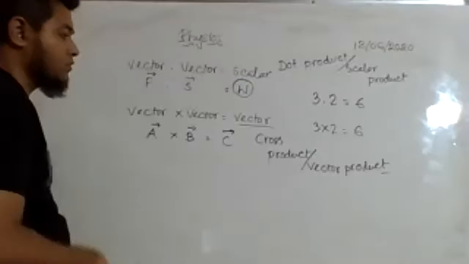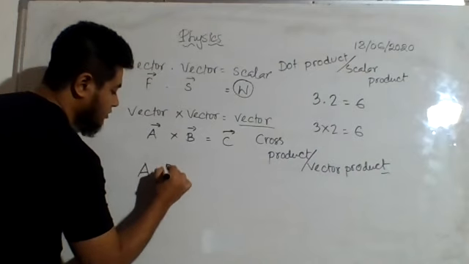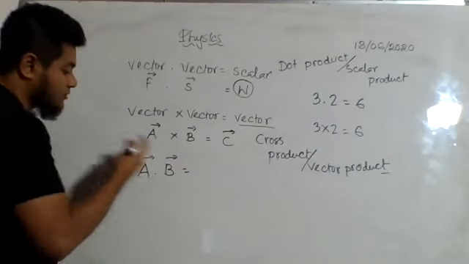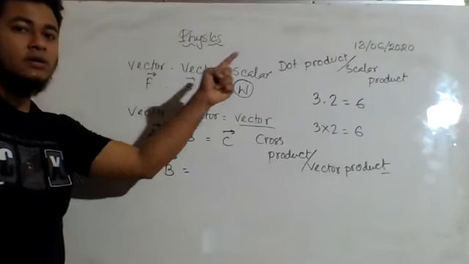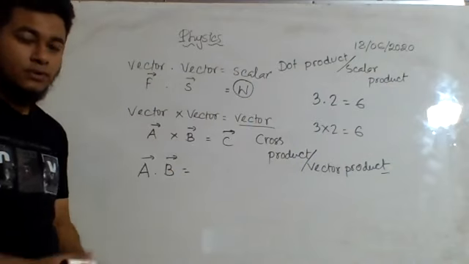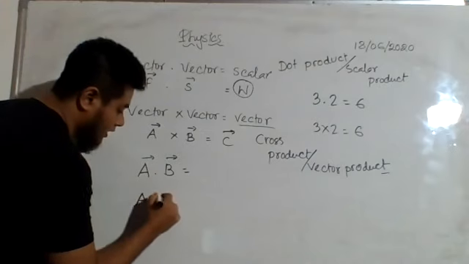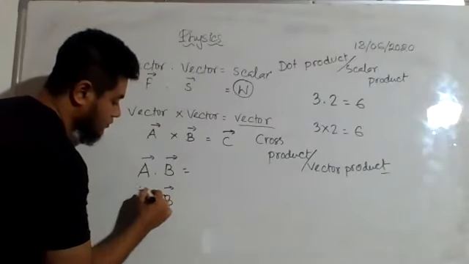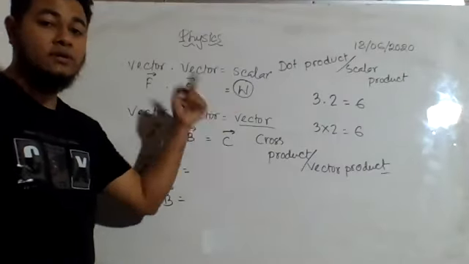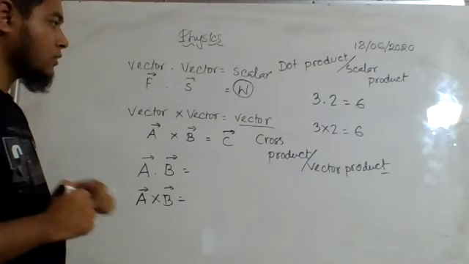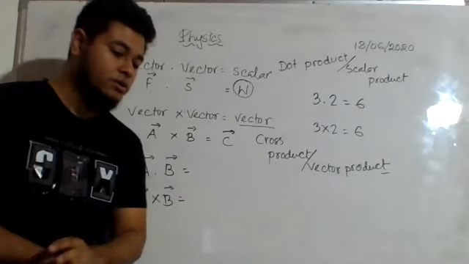Even if I do not mention it and I just tell you to find out A dot B, from here you should understand that I am telling you to do the dot product and your answer is going to be a scalar quantity. And if I tell you to do A cross B, then from here you should understand that I am telling you to do a cross product and your answer is going to be another vector quantity. Now, how the calculations are going to be for this dot product and cross product, we will take a look.